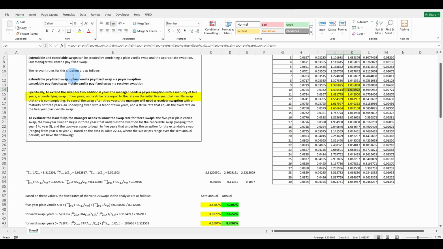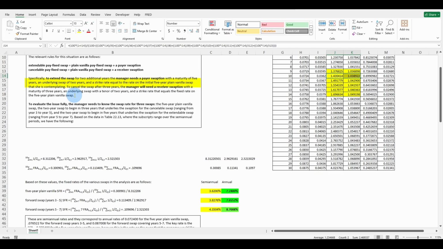Extendable pay fixed swap equals a plain vanilla pay fixed swap plus a payer swaption. The cancelable pay fixed swap equals a plain vanilla pay fixed swap plus a receiver swaption. Specifically, to extend the swap for 2 additional years, the manager needs a payer swaption with a maturity of 5 years and an underlying swap of 2 years and a strike rate equal to the rate on the initial 5-year plain vanilla swap that she's contemplating.